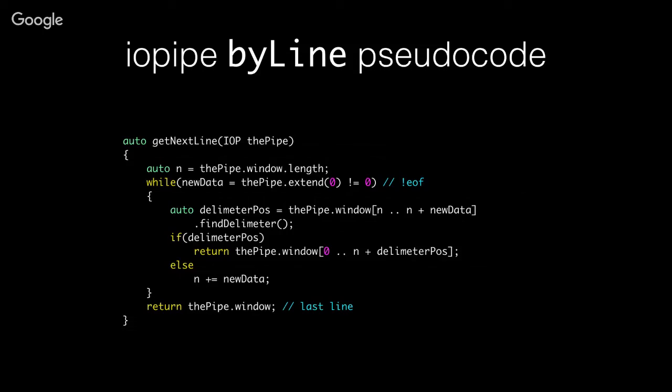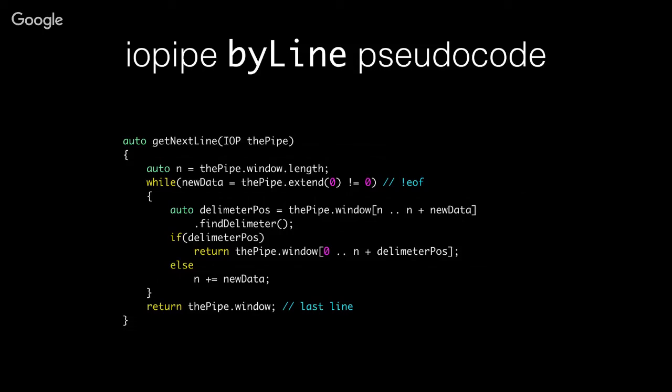The next line is byline, kind of? This is inside the byline. This is pseudocode for how the iopipe byline works. Okay. But it's really simple, straightforward. It's cross-platform. It's fully optimized based on the element type. So the element type in here could be char, it could be dchar, it could be wchar.